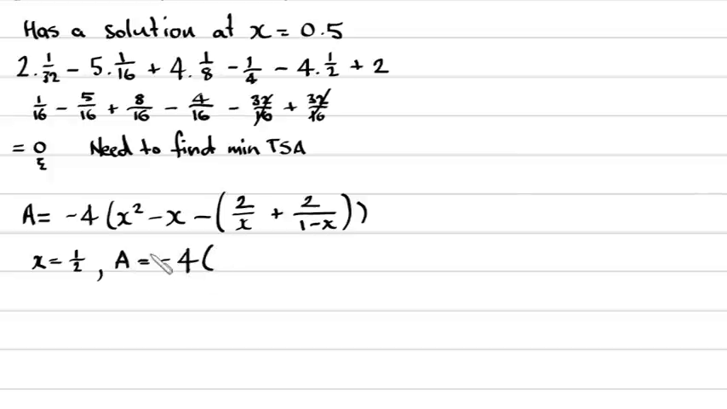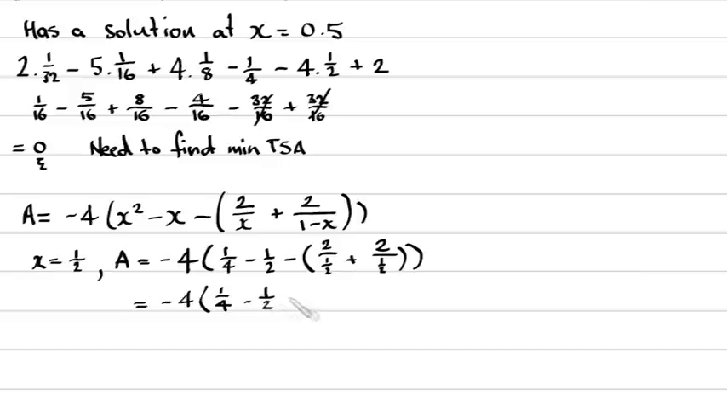So we get A equals minus 4 outside of a half squared, which is a quarter, minus a half, minus 2 over a half, minus 2 over 1 minus a half, which is again 2 over a half. Simplifying this now, we can write 2 over a half as 2 times 2, just flipping the half in the denominator. And that, of course, is 4. And again, we get a second 4 there.